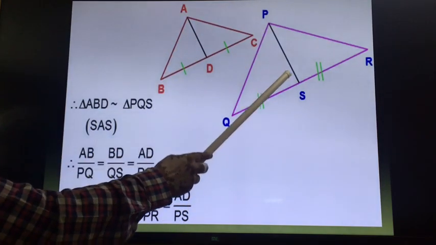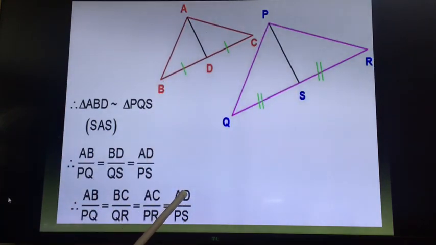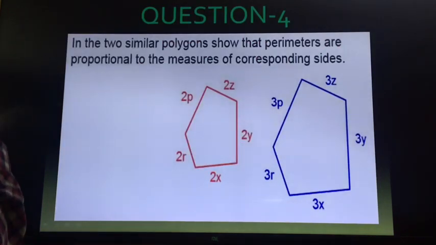But these are the medians. So we have proved that ratio of the medians is equal to ratio of their corresponding sides. This we have proved. Now see the next question.